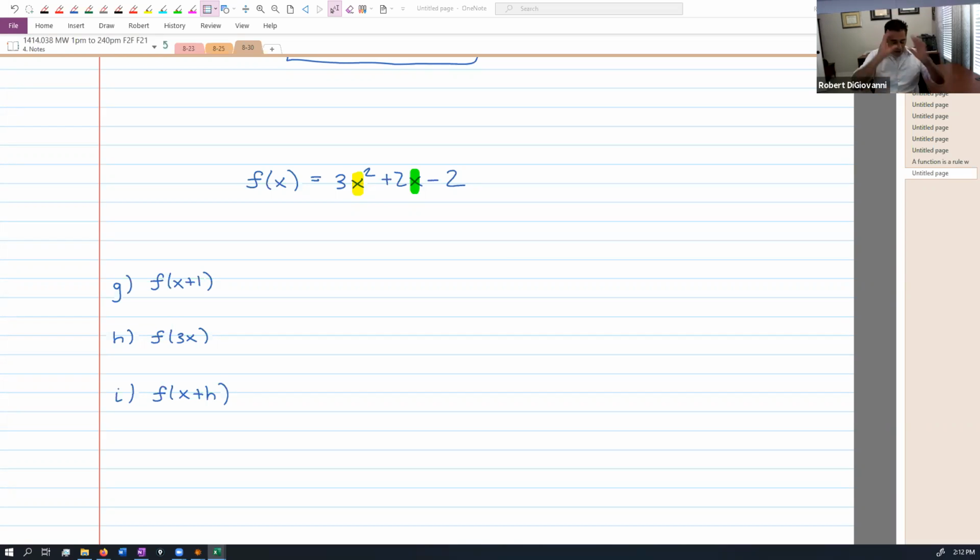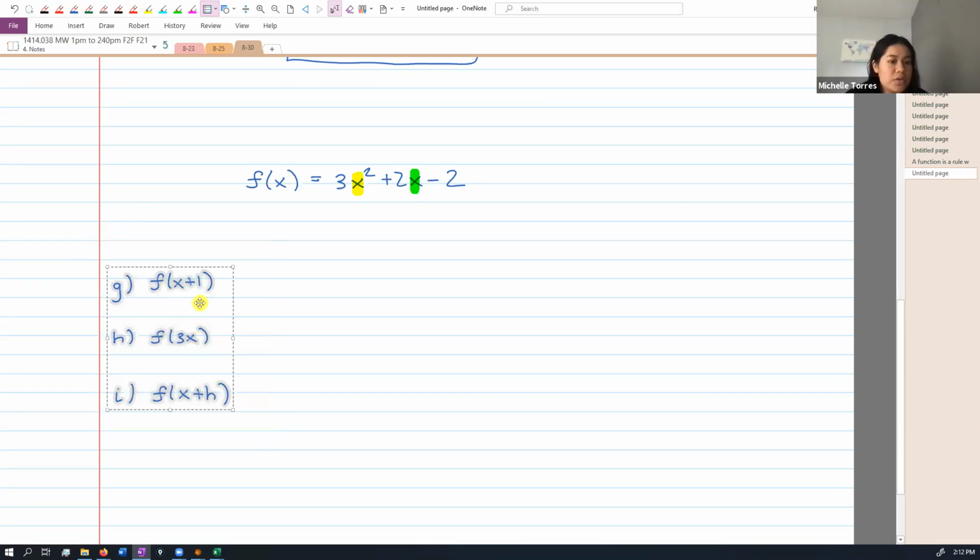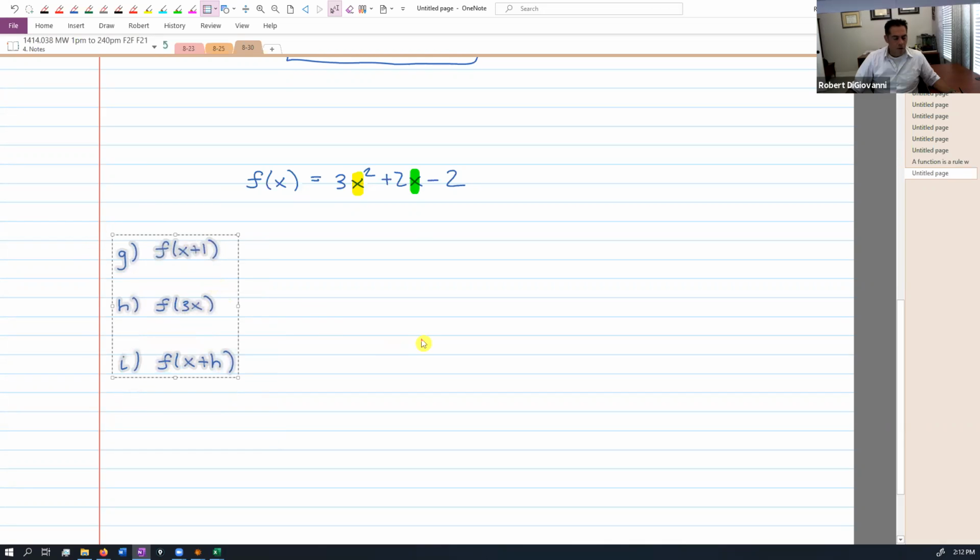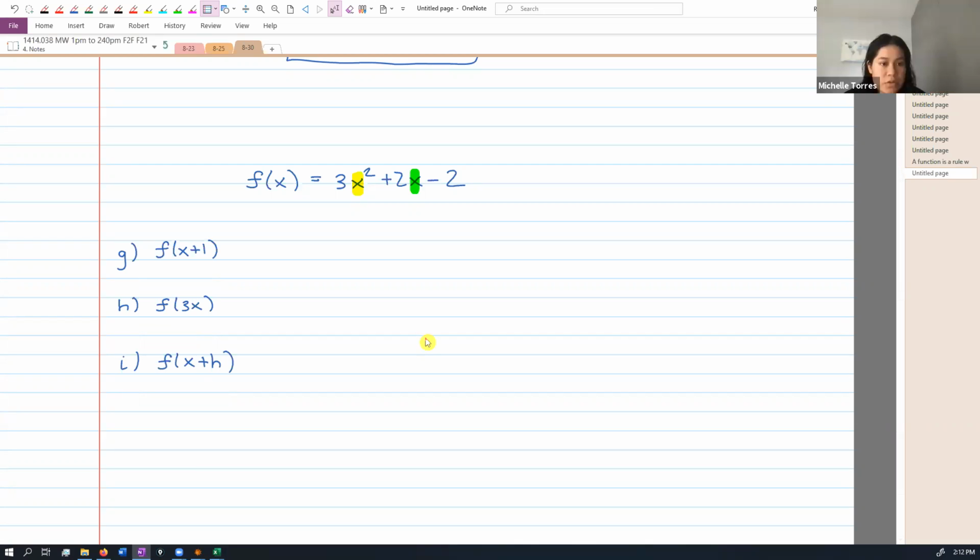Can you tell me, just in words, what part G is telling us to do? You're going to plug in the x plus 1 into the x's. So replace all the x's in the original function with x plus 1s? Yes. I'm going to say it again, everyone, just so we're all on the same page. We're going to replace all the x's with x plus 1s, right?